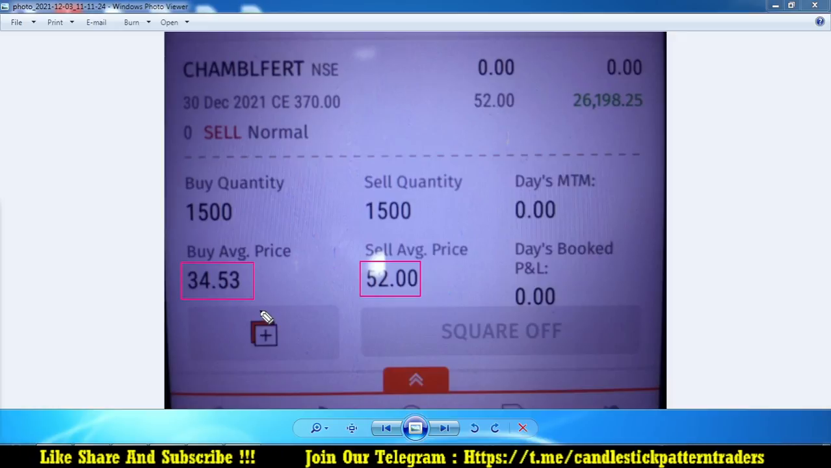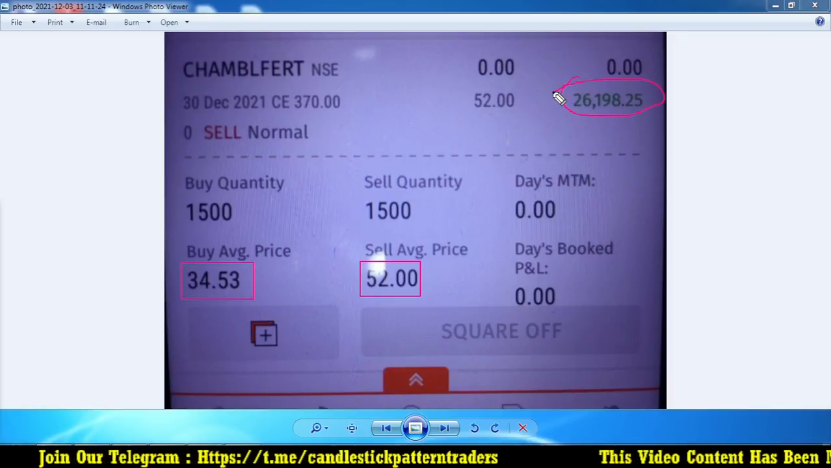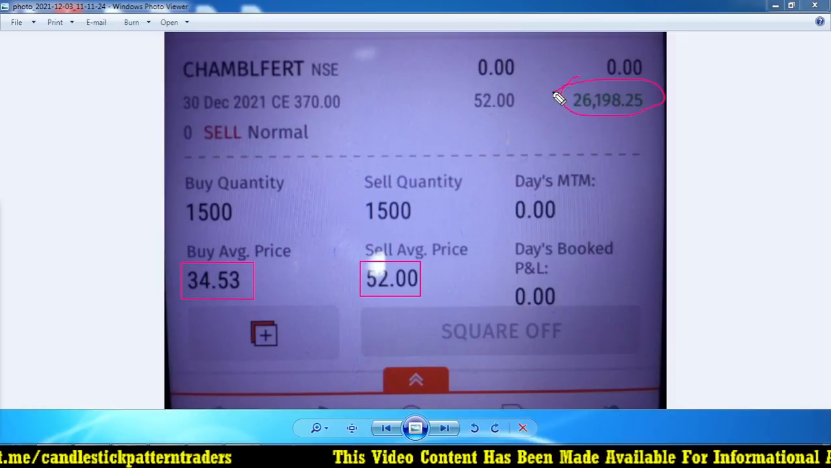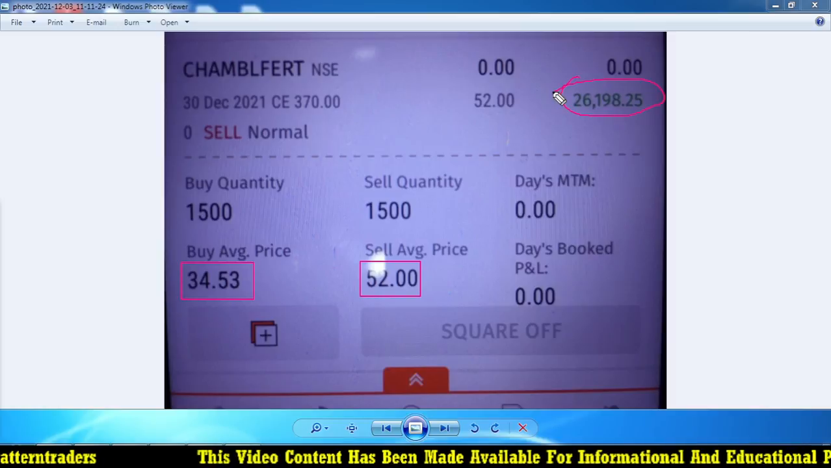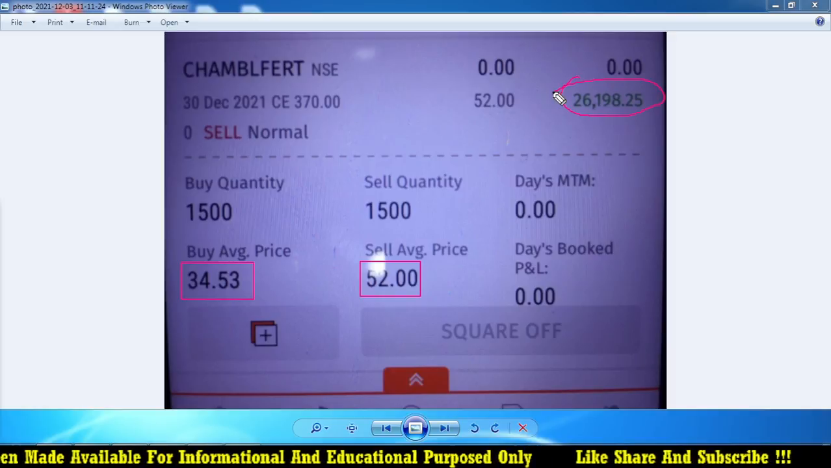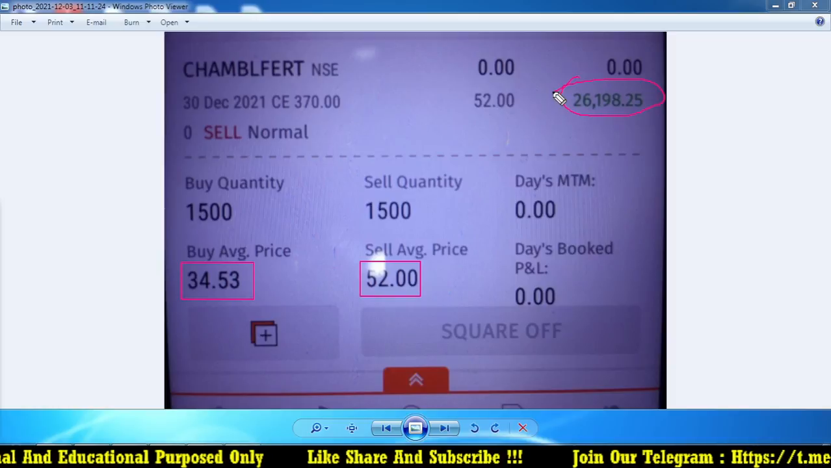So there is an entry at 35 and we are booking about 26,000. This is not done by only one client. We have almost 7 clients doing the same trade, so it's more than 1.5 lakhs from this kind of trade. It is positional, not intraday. We took it on a positional basis, and today it triggered my target. We are booking such a good profit on that.